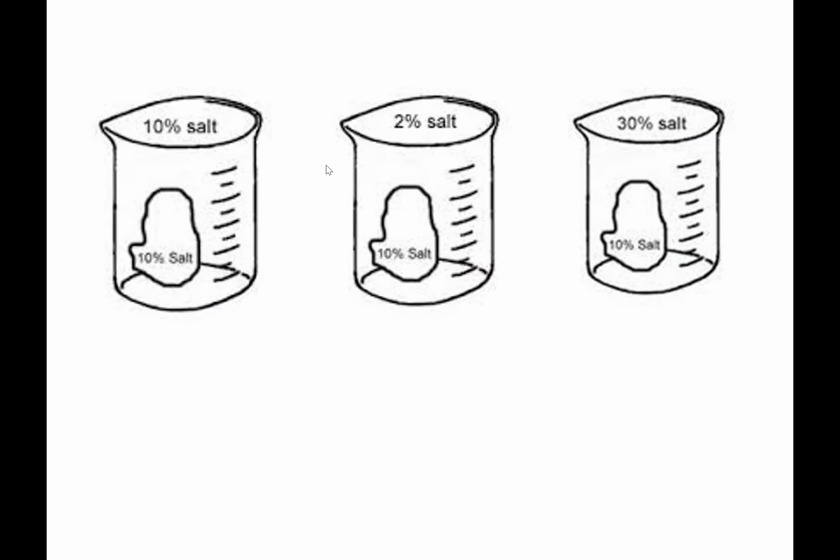So we have our 3 beakers with different solution concentrations. Our cells are remaining constant with 10% salt. All right, here is an isotonic solution. That means the concentration of solutes in the solution is the same as the concentration inside the cell.